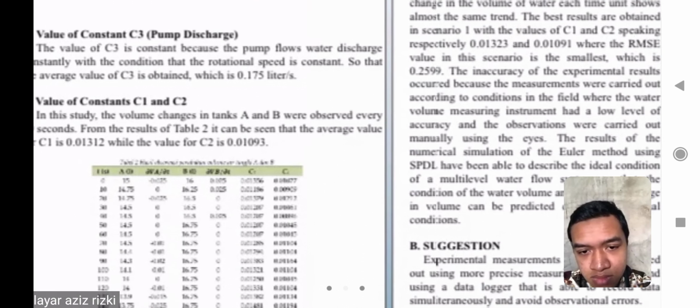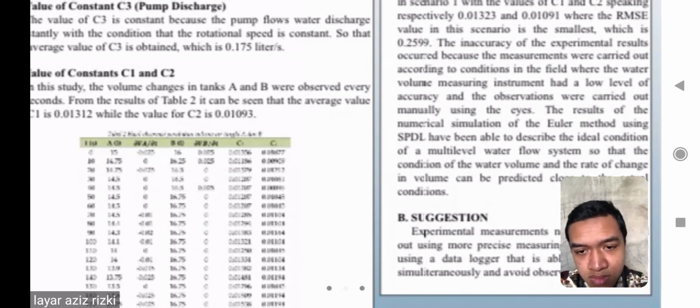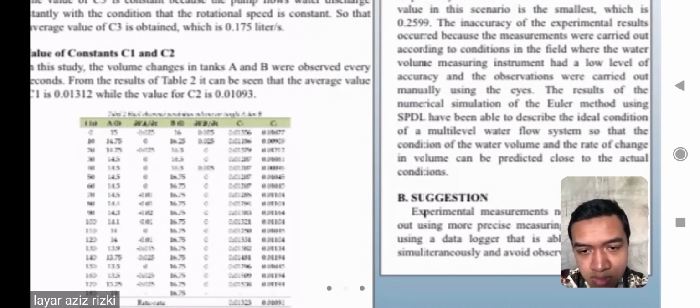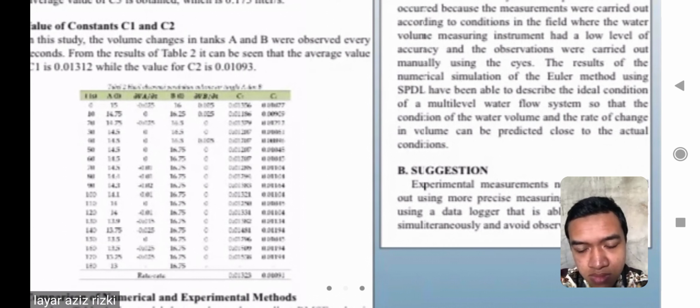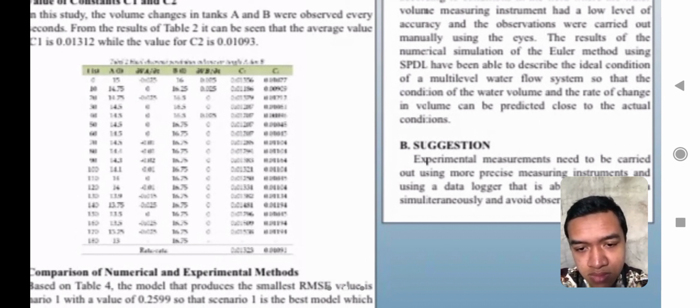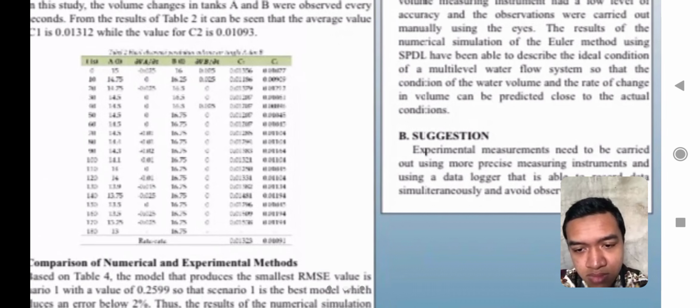The inaccuracy of the experimental results occurred because the measurements were carried out according to conditions in the field, where the water volume measuring instrument has a low level of accuracy and the observations were carried out manually using the eyes. The result of the numerical simulation of the Euler method using SPDL has been able to describe the ideal condition of a multi-level water flow system, so that the water volume and the rate of change in volume can be predicted close to the actual condition.